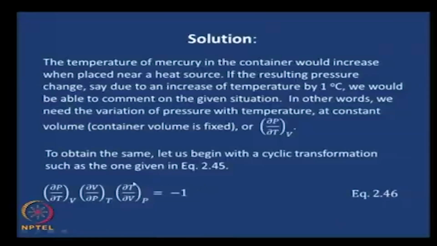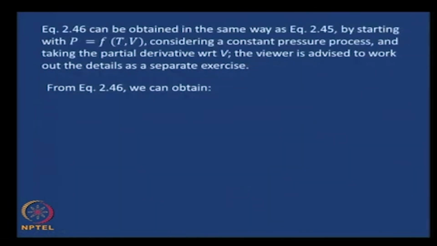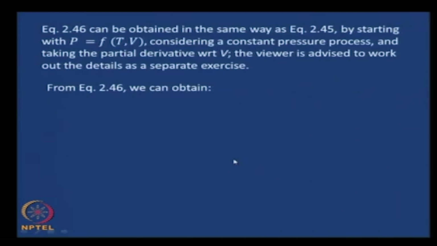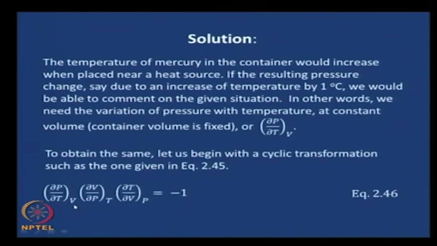Okay. Now you would have derived this expression. If you are unable to derive, you can of course ask for help. Now that we have this expression, we can write (∂P/∂T) at constant V, (∂V/∂P) at constant T, (∂T/∂V) at constant P equals -1. What we need is this, which is the first term.